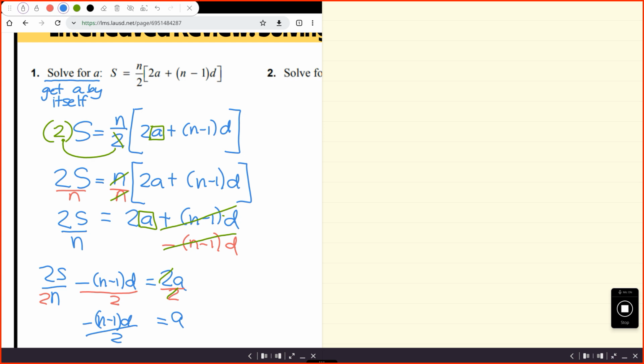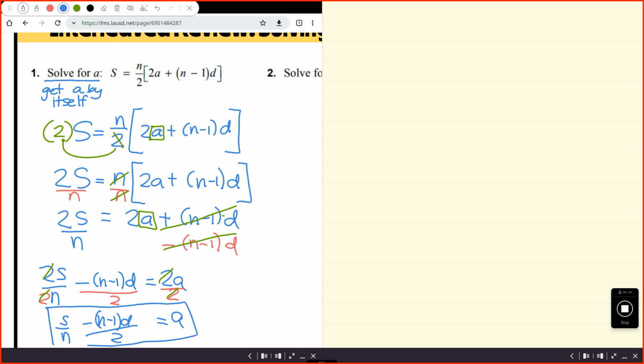The blue number 2 and the red number 2 are going to get rid of each other. They're going to cancel each other out. Okay. So then we're only going to have S over N on the left hand side. So this is your final answer.